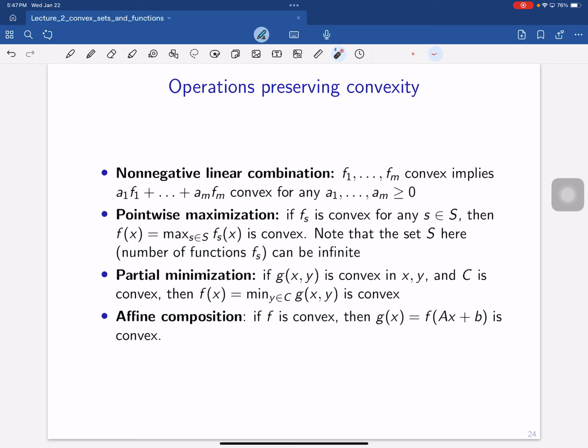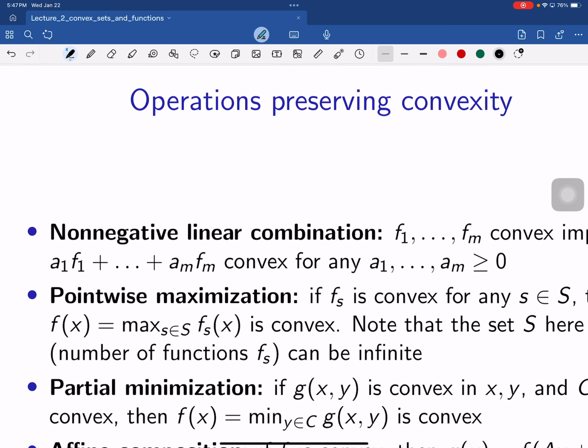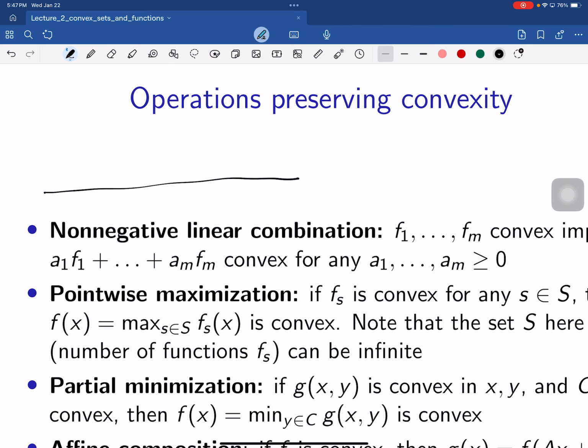And pointwise maximization, this probably is one of the most commonly used properties that preserve convexity. So if you have a bunch of functions that are convex, and now I take the maximum over these functions in the entire domain, that preserves convexity, okay? Maybe that is not intuitive if you only read this. Let's maybe plot a simple example.